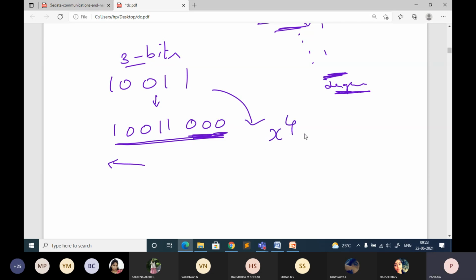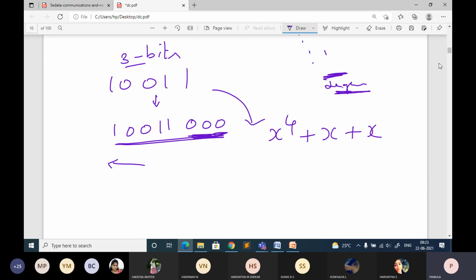Don't make it complex. So once we solve the problem, we'll understand. So consider this one, I'll just represent in polynomial. So always shifting left means it is going to increase the degree of the polynomial. Okay, so I have the value, sorry, this is 1.